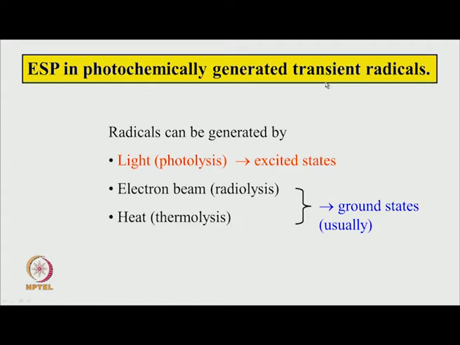ESP in photochemically generated transient radicals. Radicals can be generated either by light, which will bring the molecule to the excited state, or by electron beam, the way Fessenden and Schuler saw the hydrogen atom. This involves radiolysis, or one can heat the sample, which will be thermolysis. In these two cases, the reaction usually takes place in the ground state. In the excited state, of course, it will be excited state if light is involved.